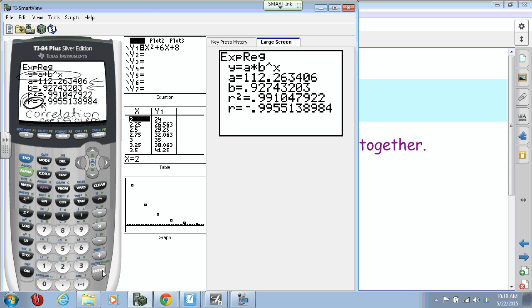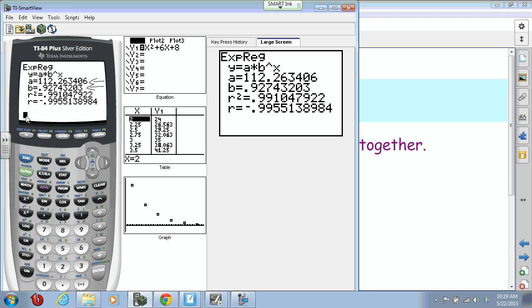So now the question is, is the exponential, which has an R value of negative 0.9955, better than a power? Yeah, I don't know. So what do we have to do? We've got to find out the power. So let's clear this stuff so it's out of the way. So where do we go to get to our power?